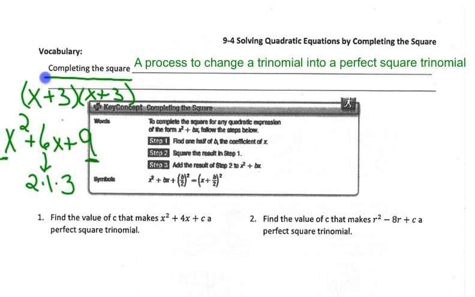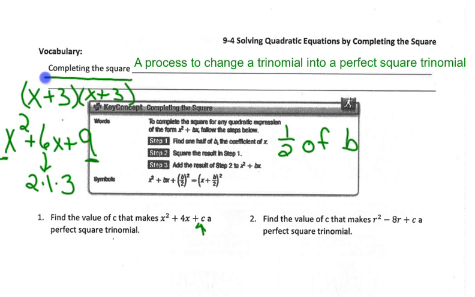So what we're going to do is look at how I can kind of go backwards, and if I have a trinomial, find a missing value of the trinomial to make it a perfect square. And it's a pretty easy process. The first thing we do is take half of whatever the b term is. So when I'm down here, I want to figure out what this has to be in order to turn this into a perfect square trinomial.